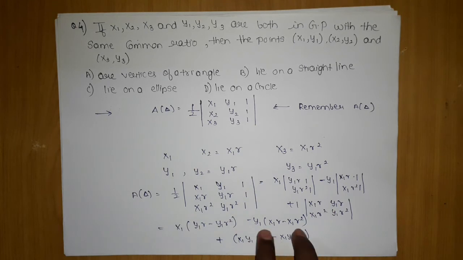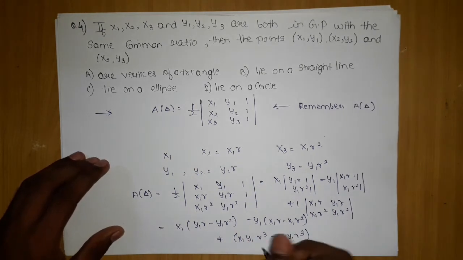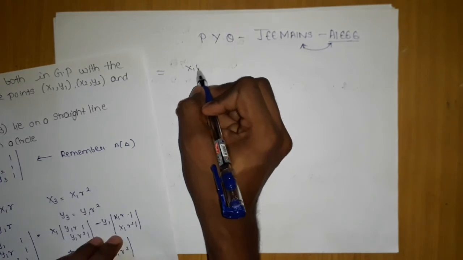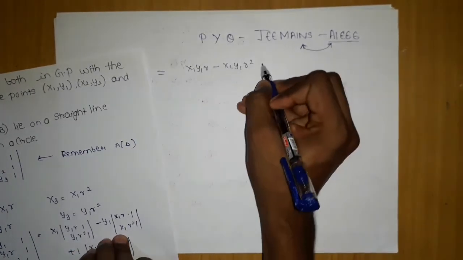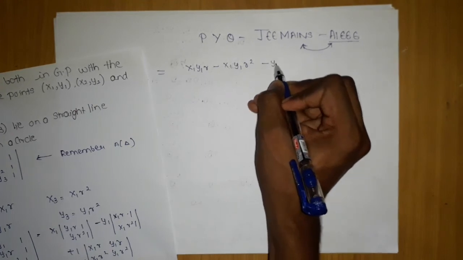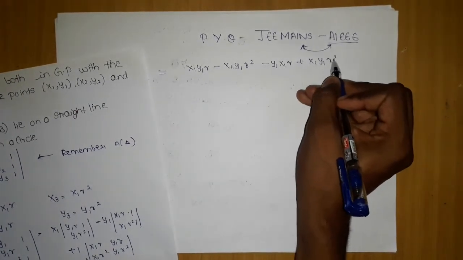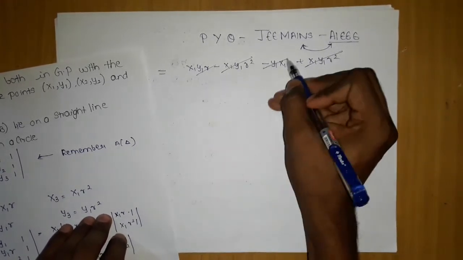So we want to focus on these terms. Let me take the next page. Here if you observe, if I open this, x1 y1 r minus x1 y1 r square, and similarly if I open this one, minus y1 x1 r plus x1 y1 r square, you can see the terms are cancelling out and giving me 0.